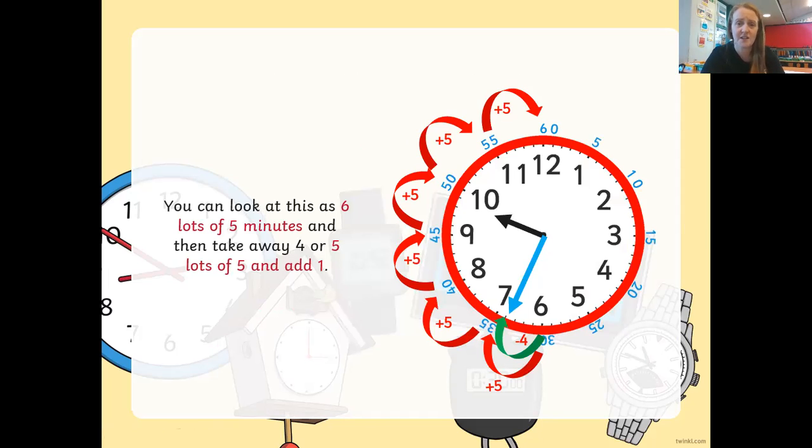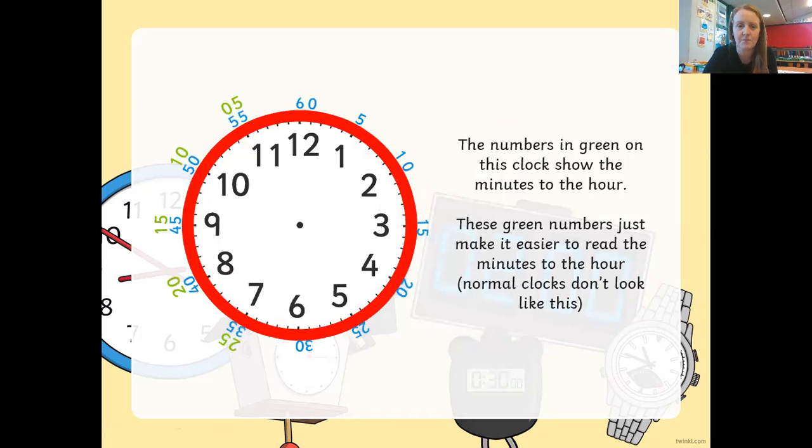So you can look at this one here as 6 lots of 5 minutes and then take away 4, or 5 lots of 5 and add 1. So yeah, you can see that this is another way of working it out at the same time, that there are 4 here. We know that there's 30 minutes on this side of the clock. There are 4 here that are not being used. So you could do 30, take away 4, which we know is 26. It gives you the same answer, 26 minutes to 10.